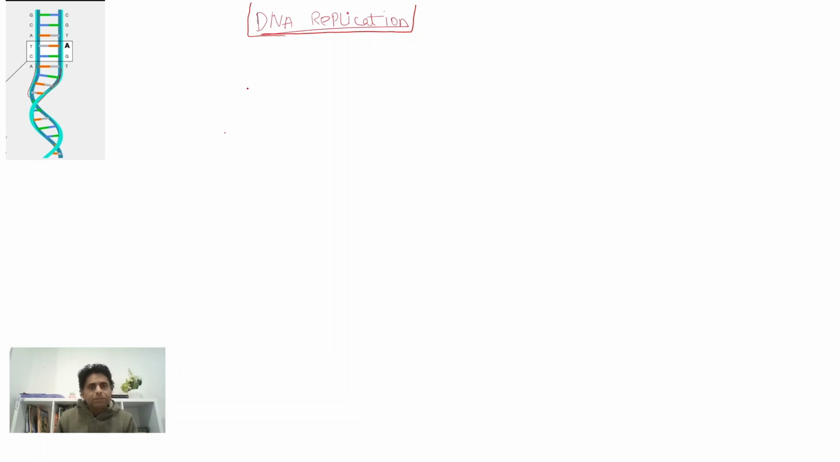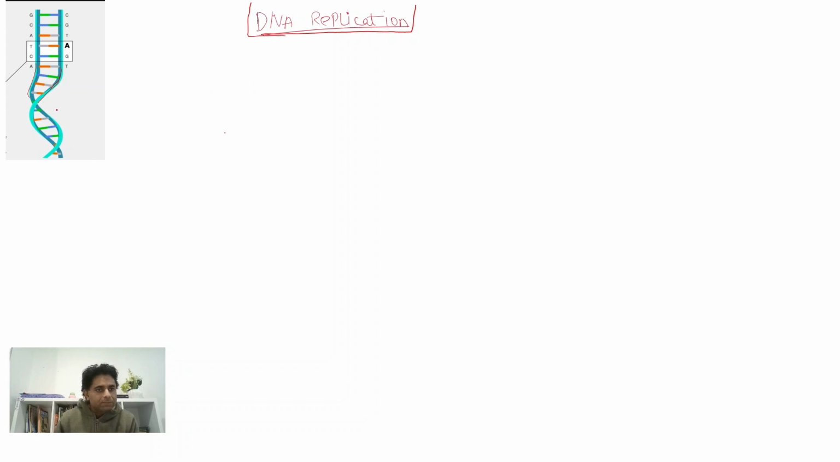Hello everyone. Today we're going to discuss the topic of DNA replication. It's a very simple topic, not so difficult. DNA replication is a process in which a single parent DNA molecule becomes two identical daughter DNA molecules. Okay. So let's look at the structure first.